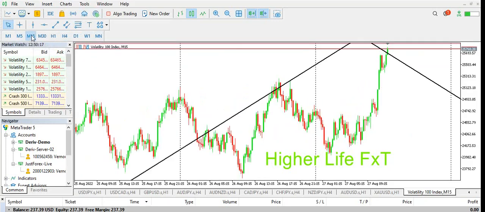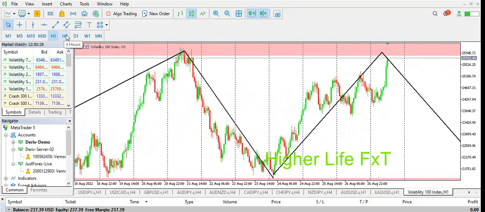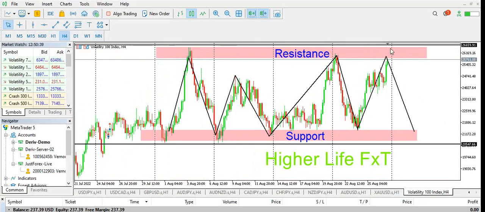Let's see M15, I want to show you. You can see that it is moving. It's because Deriv doesn't close. It is a 24 hour trade. So we are going to wait and see what is going to happen. Once it gets rejected, it will be our opportunity to sell and ride the trend to the support area.